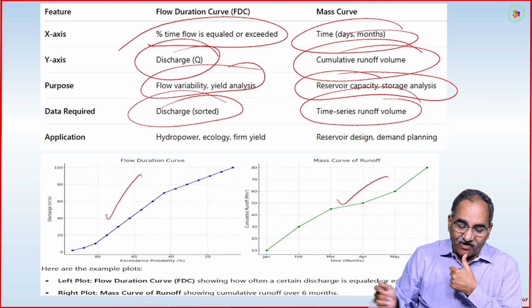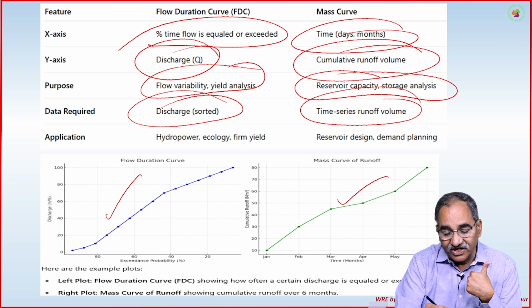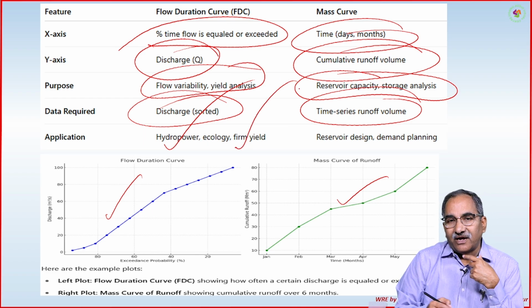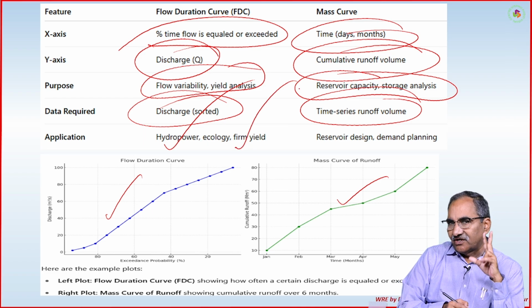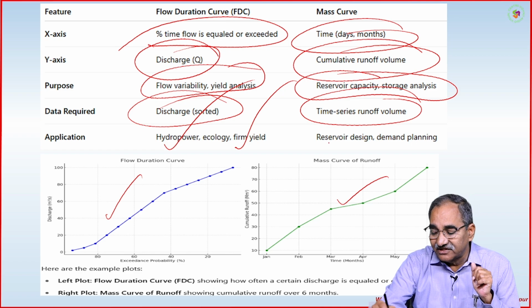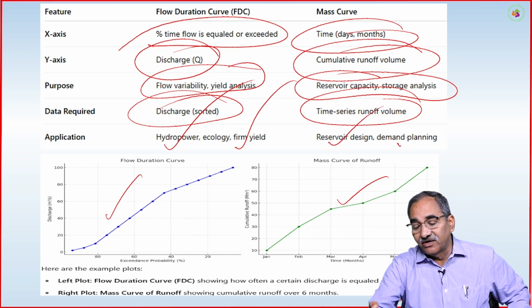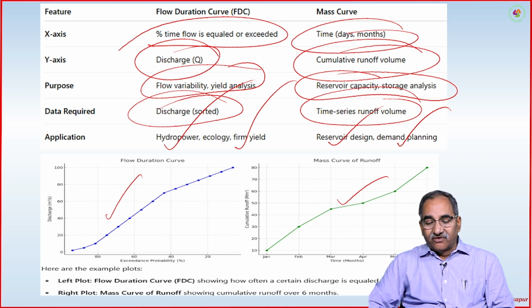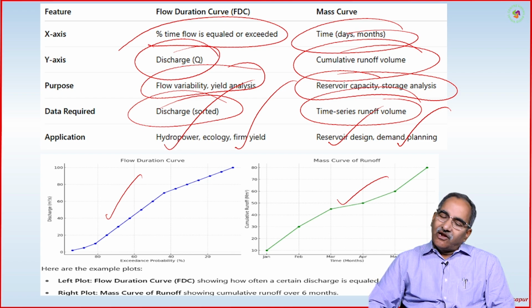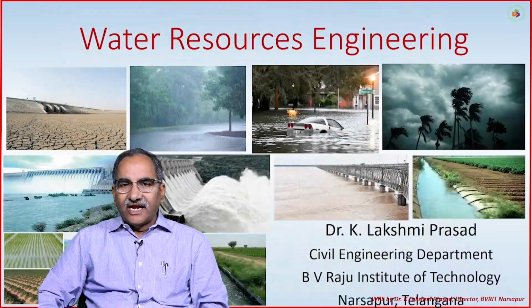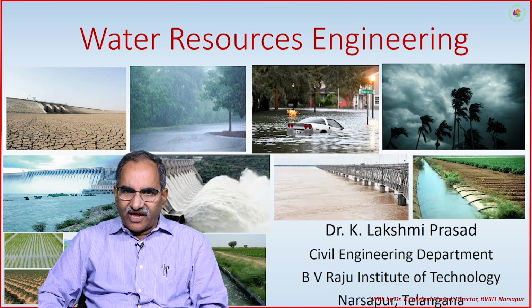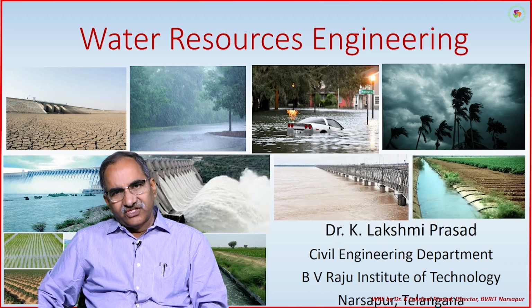For the mass curve, the data is time series runoff volume. The applications of the flow duration curve are especially in hydropower and dependable quantity of water. These are the two main things. The mass curve is mainly for reservoir design and demand planning. So these are the comparisons of the flow duration curve and the mass curve of runoff. If I say mass curve, it always means mass curve of runoff. That completes lecture part 3 of runoff. With this, we will close the topic here.